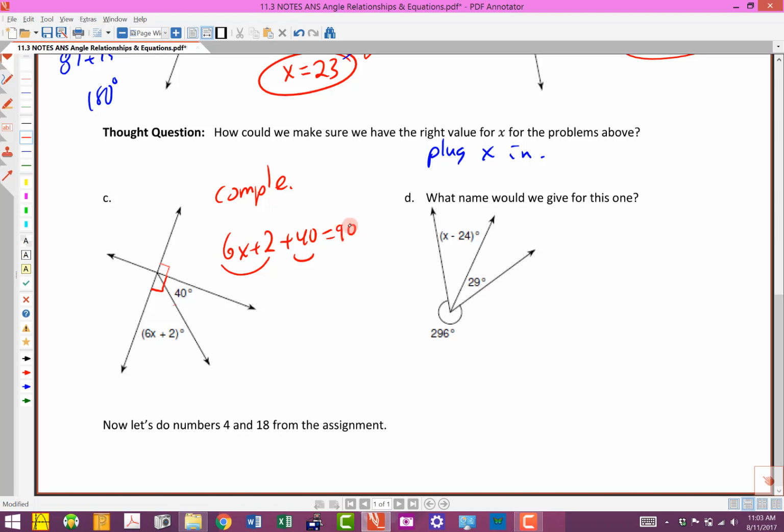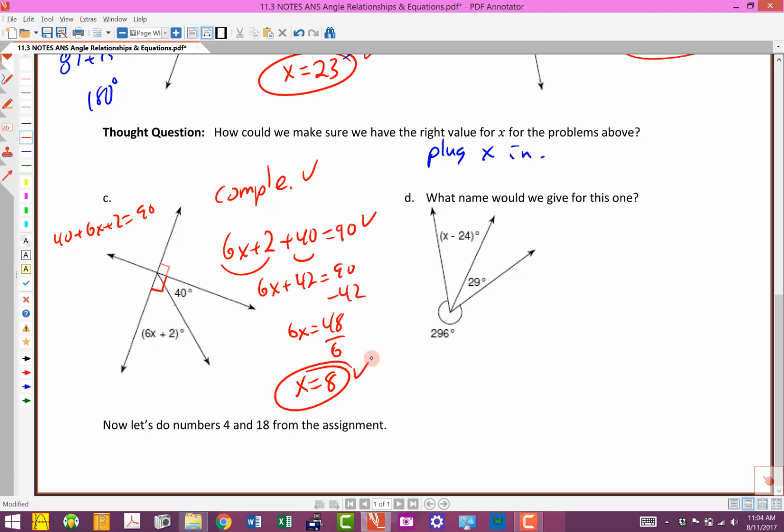Now, I do want to point out that if you were to write 40 plus 6x plus 2 and set that equal to 90, that's not wrong, but you'll notice that we have to collect these like terms and they're not next to each other. That's kind of why I wrote this one first, because that puts the 40 and the 2 right next to each other. So we get 6x plus 42 equals 90. We're going to subtract the 42, so that's going to be 6x equals, and let's see, 90 minus 42. 90 minus 42 is 48. Then we're going to divide both sides by 6, and we get x equals, let's see, 48 divided by 6 is 8. And there's the answer. So again, we've got the name, we've got the equation, and we've got the answer. We know what x is.